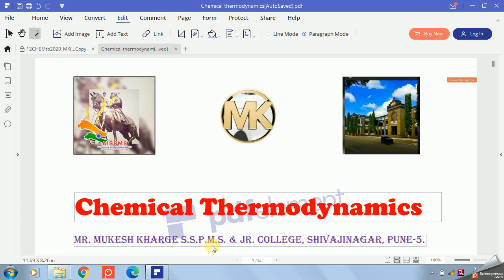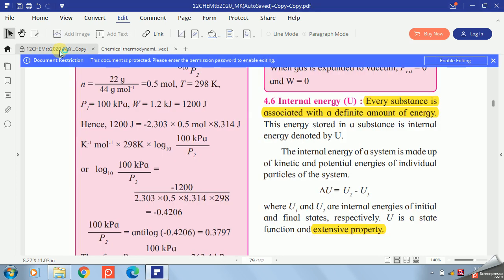Our topic is chemical thermodynamics. Let us study the next part, and it is internal energy. So internal energy can be denoted by U. In old syllabus it can also be denoted by E.